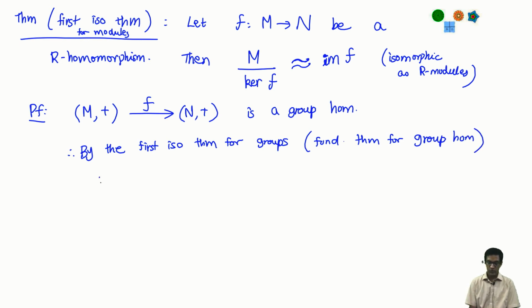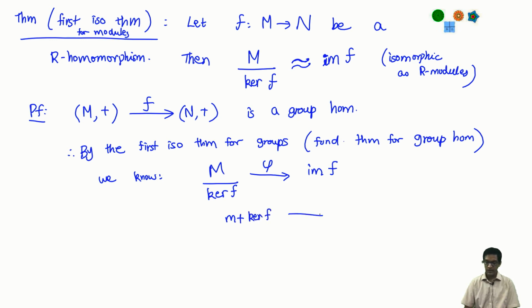By this we know the following: we can define a map from the group M modulo the kernel of F to the group image of F. These are both now just additive groups. There is a map between them, let's call it phi. What is this map? It sends m plus kernel of F, the coset, to just the value f of m. So we know that this is an isomorphism of groups. Everything is only now for groups, the underlying additive groups.